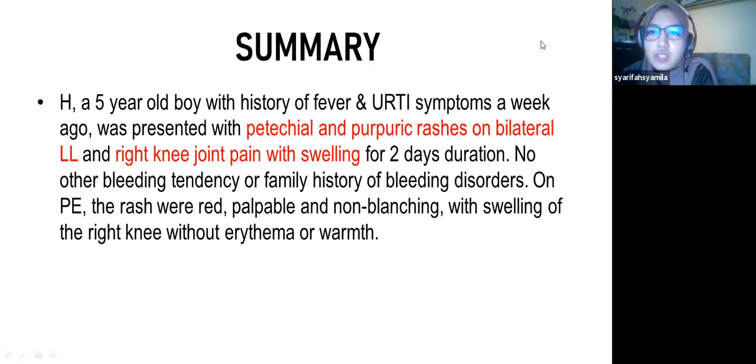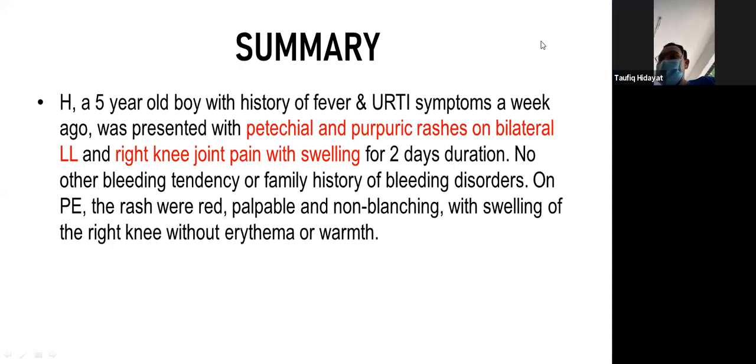The pathophysiology of HSP is that when there is an exposure to antigen, it stimulates IgA production. IgA will aggregate and form complexes and deposit into the target organs and cause inflammation of the vessels. Vasculitis of medium and small vessels. So it is IgA mediated vasculitis.